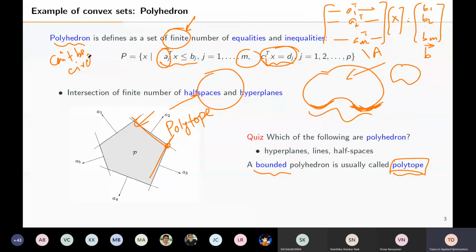Because you cannot obtain a circle by intersecting a finite number of half spaces and hyperplanes. You cannot do that. As I said just now, to get a curvature like this, you need an infinite number of intersections. That's not possible. A circle can be treated as a polytope, but with infinite sides. But that infiniteness is not allowed here for us, in the definition.